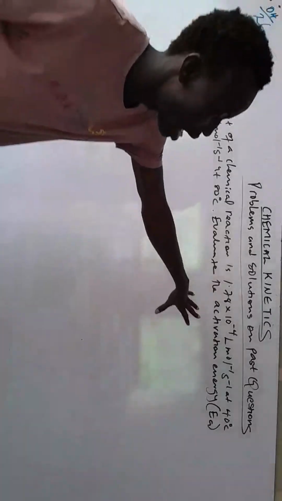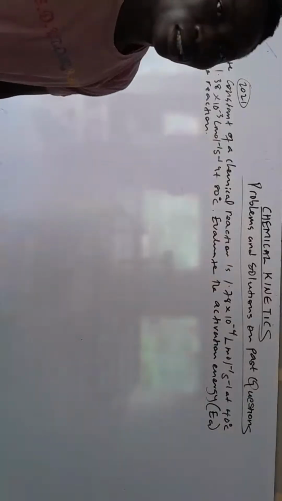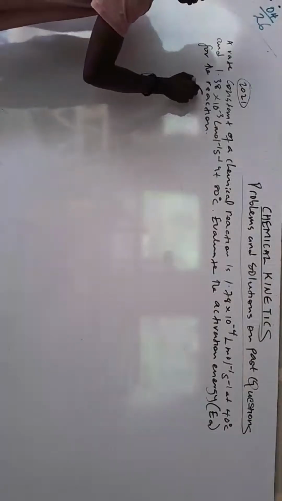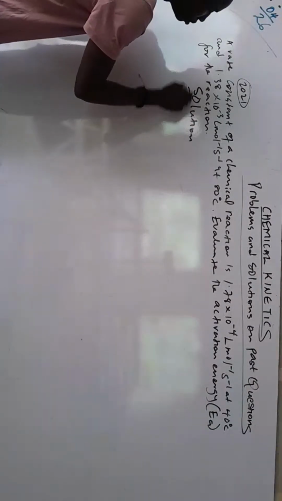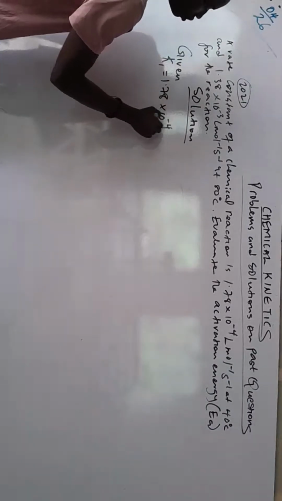Okay, let's go together. Now, the problem we have to solve right now has to do with what we call the activation energy. A rate constant of a chemical reaction is 1.78 times 10 raised to the power minus 4. From these questions, we have the givens: rate constant 1 is given to be 1.78 times 10 raised to the power minus 4.